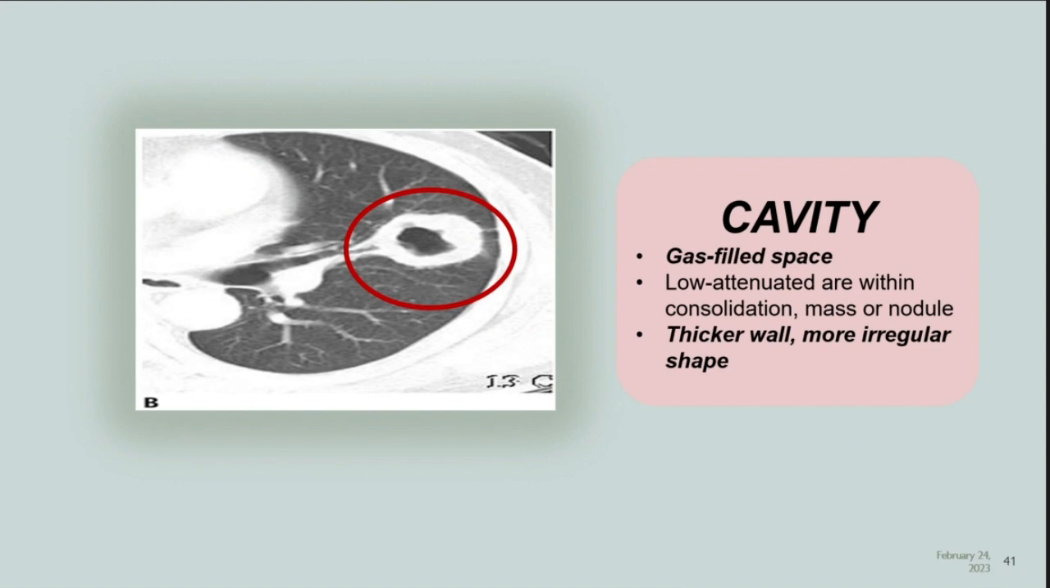A cavity is a gas-filled space that is observed as a lucency or low attenuated area within pulmonary consolidation, a mass, or a nodule. A cavity is differentiated from a cyst by the presence of a thicker wall and a more irregular shape.